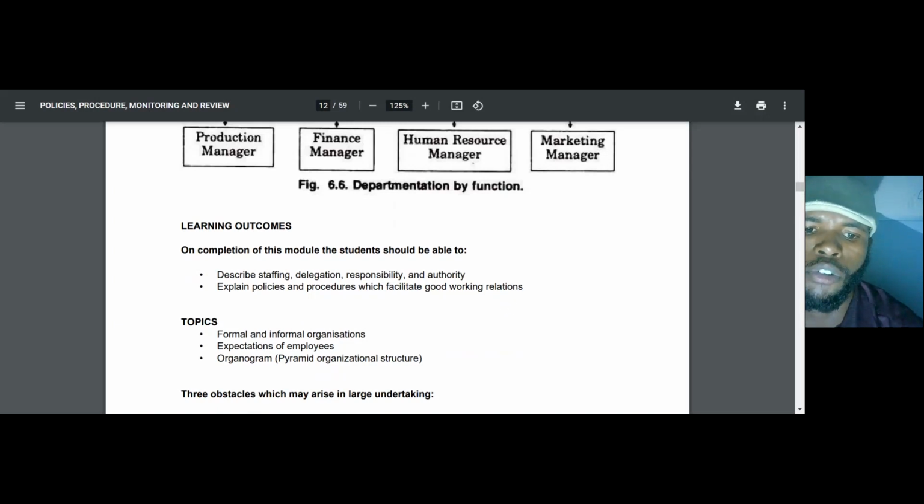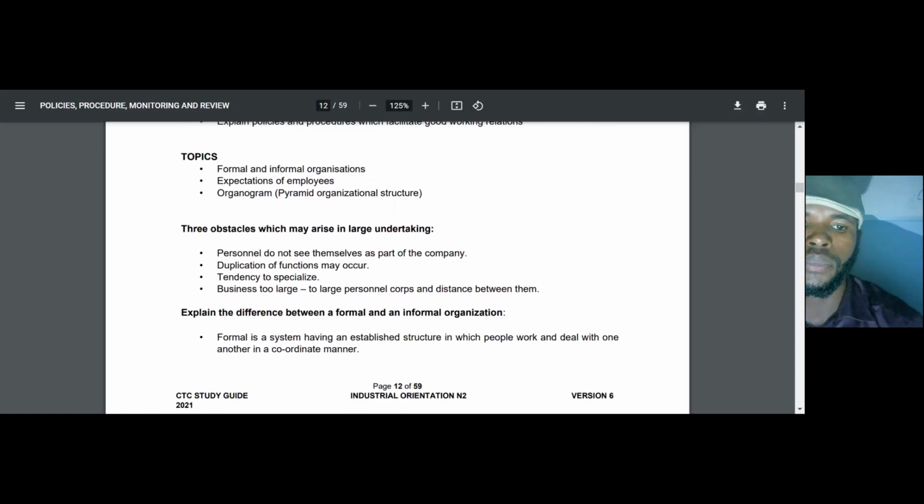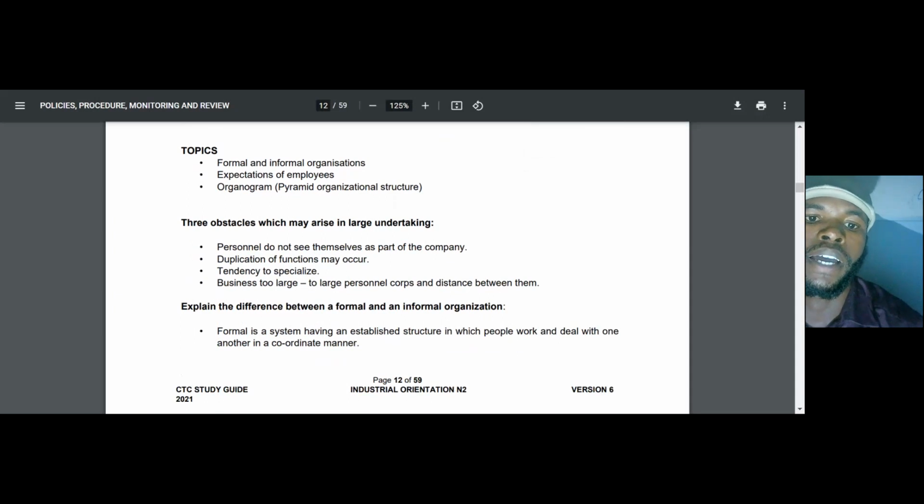The topics are the formal and informal organization, expectations of employees, and the organogram, that means the pyramid organizational structure. Now, three obstacles which may arise in a large undertaking: personnel do not see themselves as part of the company, duplication of functions may occur, and the tendency of special personal corporations and distance between them.